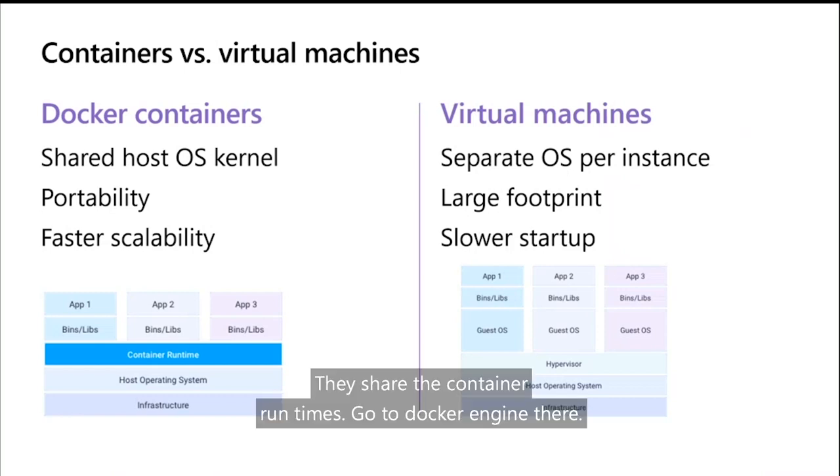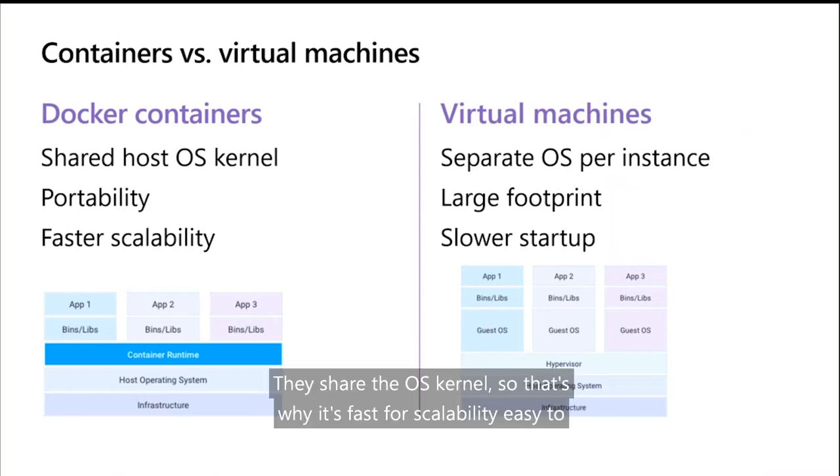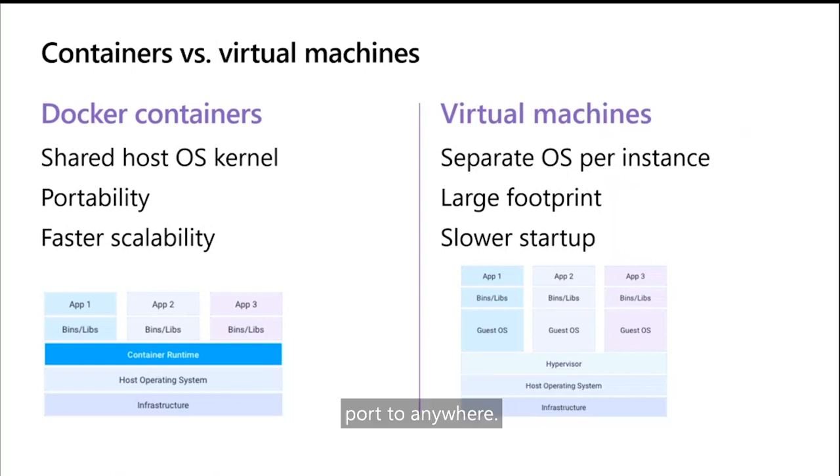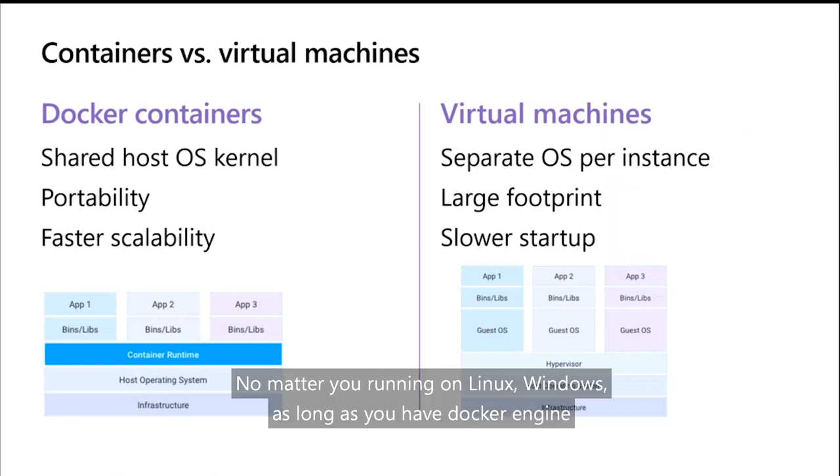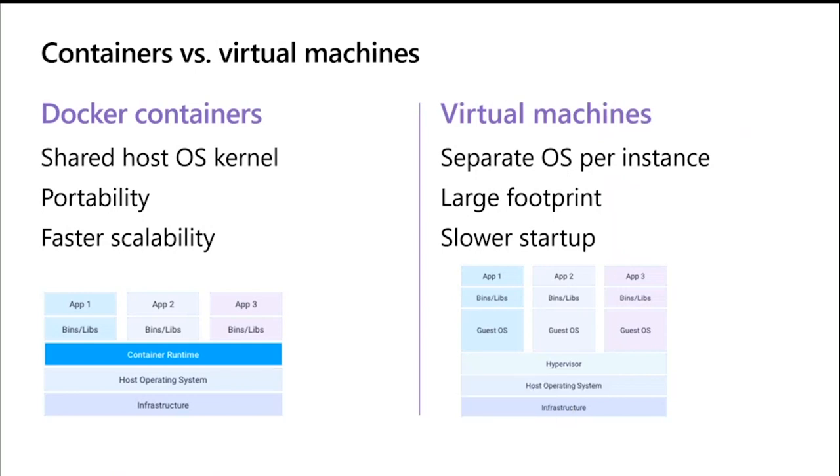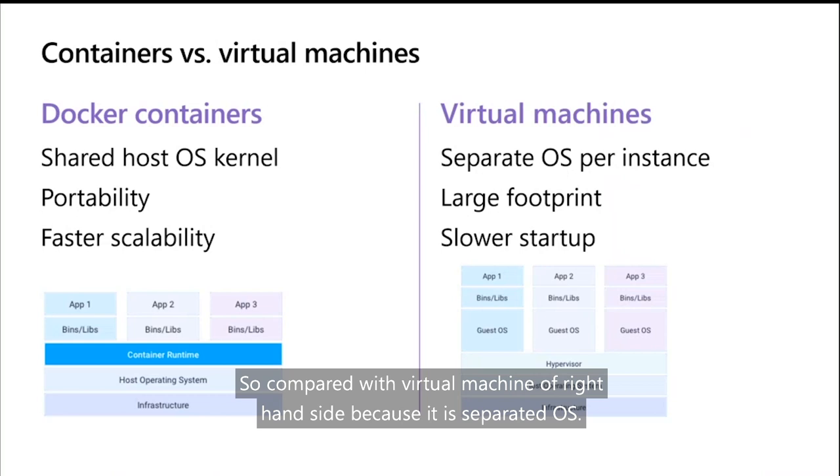There's a Docker engine there. They share the OS kernel, so that's why it's fast for scalability and easy to port anywhere, no matter whether it's running on Linux or Windows. As long as you have the Docker engine installed there, you can put your container running there. So compare that with the virtual machine on the right-hand side, because it has a separate OS.